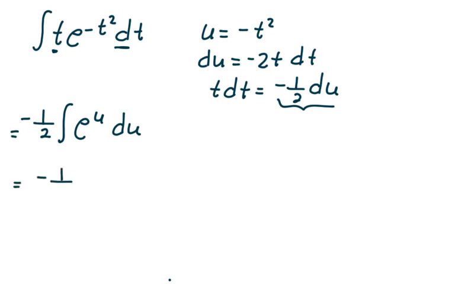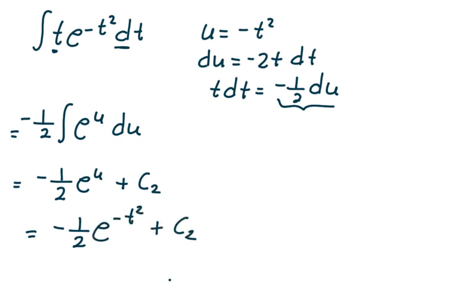And so this is negative 1/2. The antiderivative of e to the u is e to the u, so we get negative 1/2 e to the u plus, we'll call it c2. And so this is negative 1/2 e to the negative t squared plus c2. And we now get to put everything together. So this is what we have.